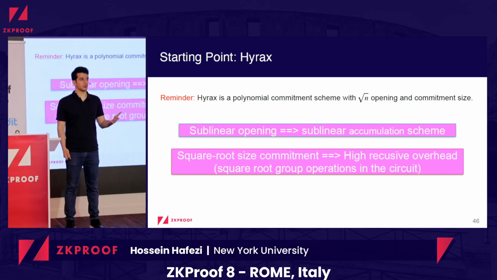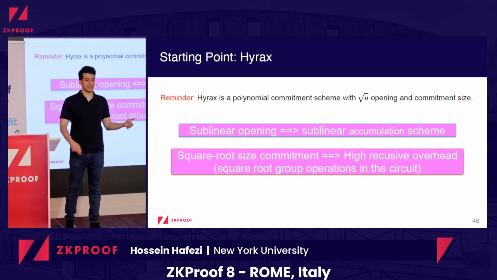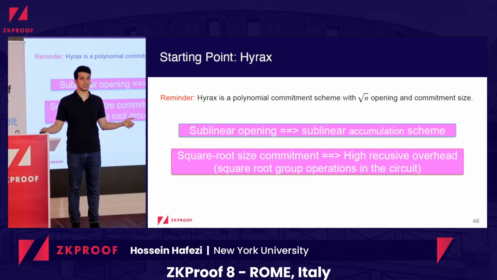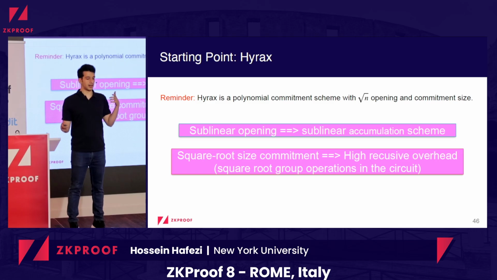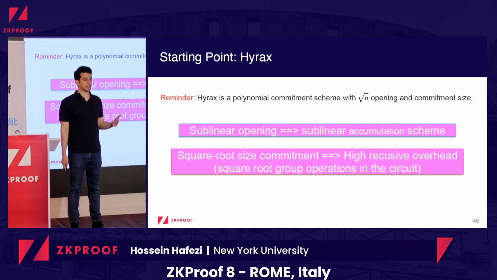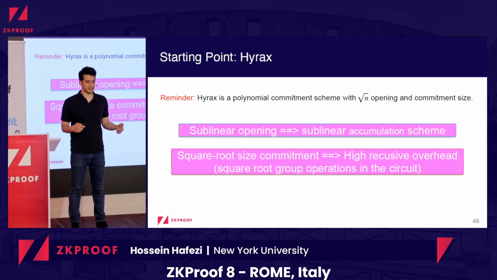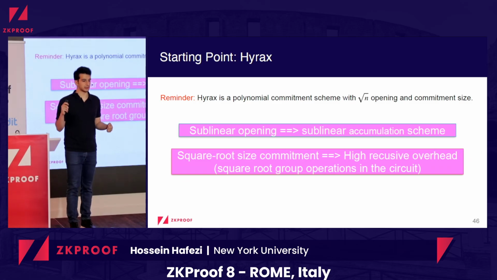So I told you, given any polynomial commitment scheme which has sublinear opening, you can basically build sublinear accumulation schemes. But are we done? In fact, no. If you try to directly build an IVC scheme from Hyrax, then the recursive overhead would be too large. To give you the intuition, we use the Protostar compiler, and in the recursive overhead, you have to take a random linear combination between two commitments. And that's what makes Hyrax require square root group operations. So it's not fully practical.